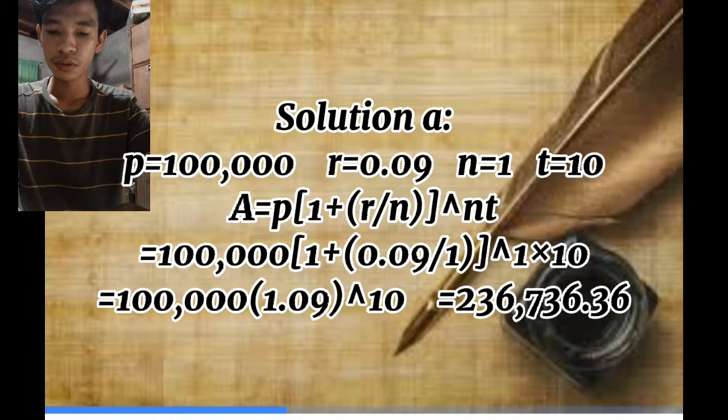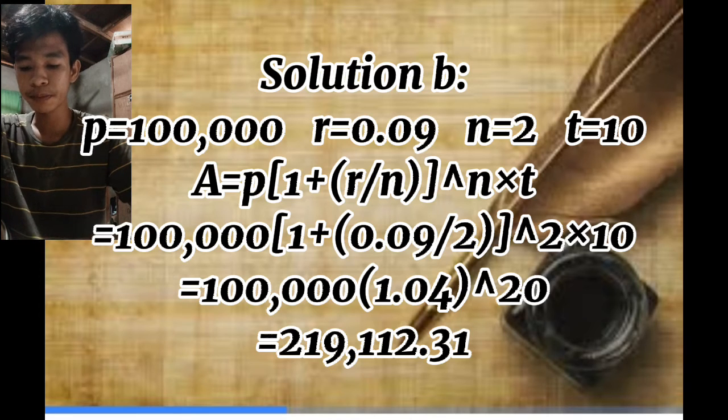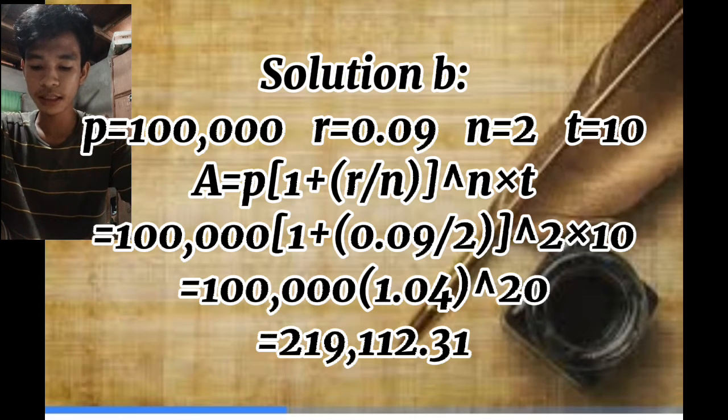So, 1.09 raised to 10 times 100,000. So, we have 236,736.36. So, solution B, guys. P equals 100,000. R equals 0.09. N equals 2. And T equals 10. So, guys, we changed the value of n because semi-annually means twice a year, or every 6 months.